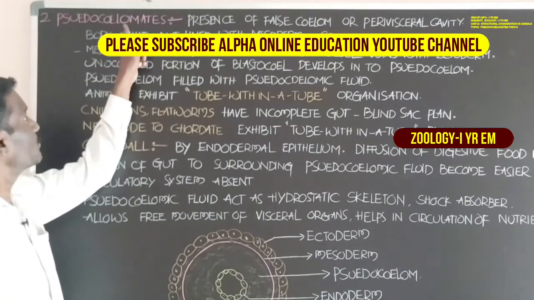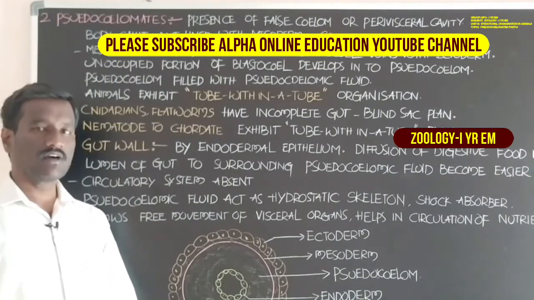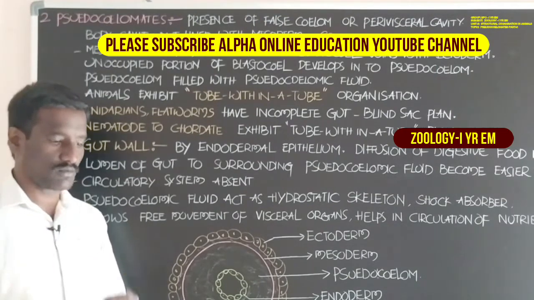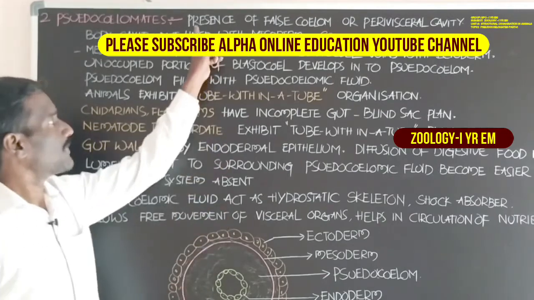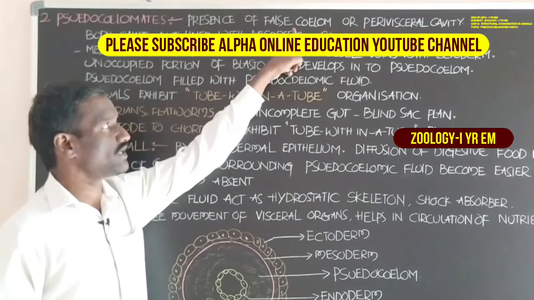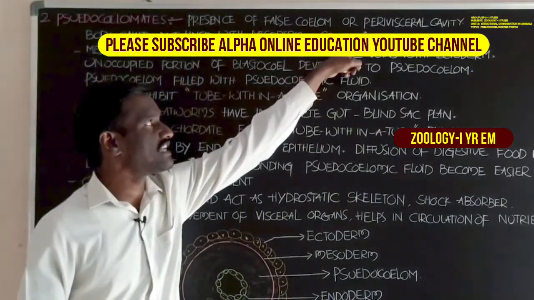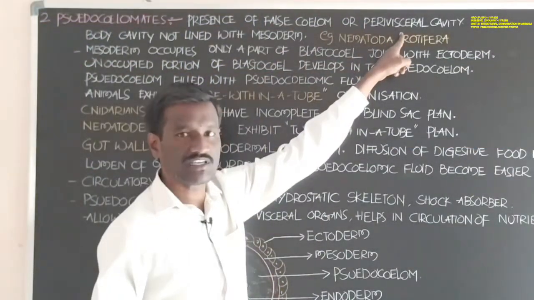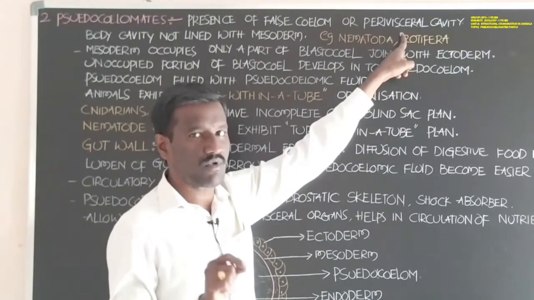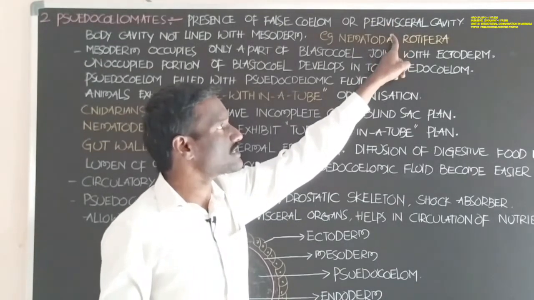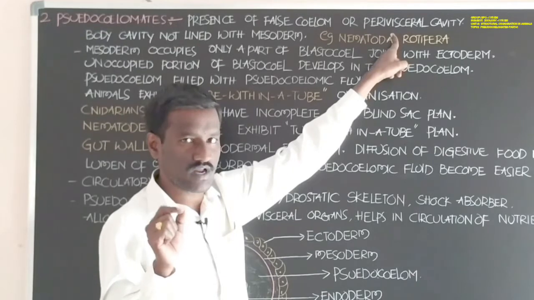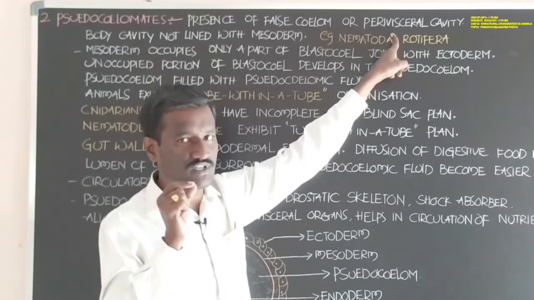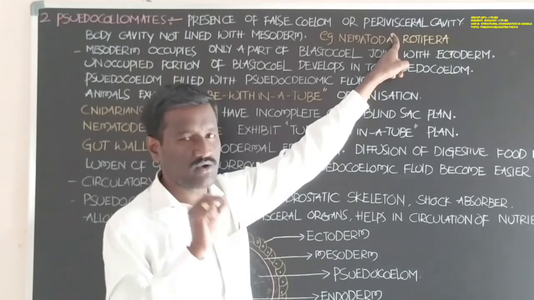Now about pseudocoelomates: animals that show the pseudocoelom are called pseudocoelomates. They have a false coelom or perivisceral cavity. Student, perivisceral cavity means coelom or secondary body cavity. It is obtained from the mesoderm layer, the third layer between the ectoderm and the endoderm.